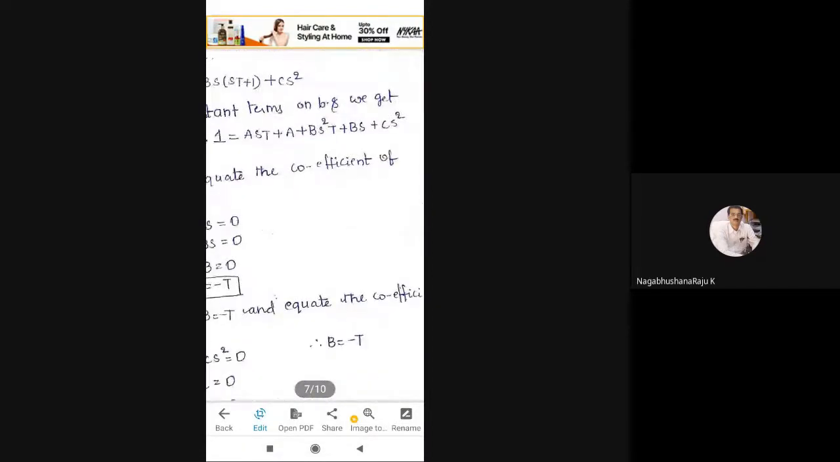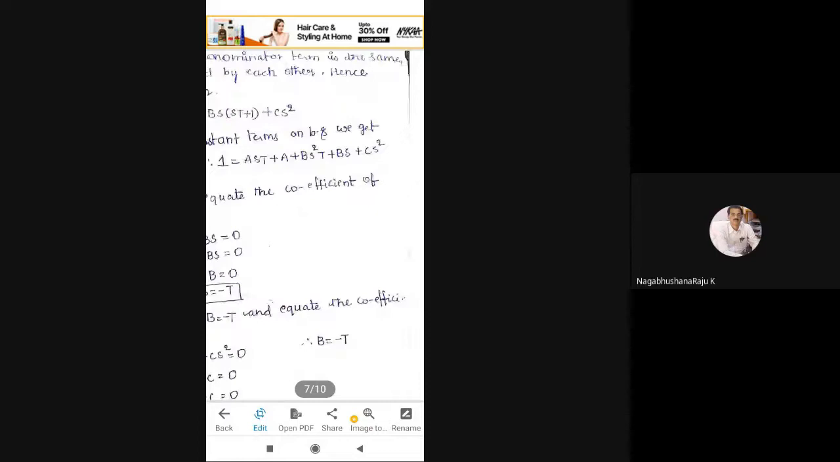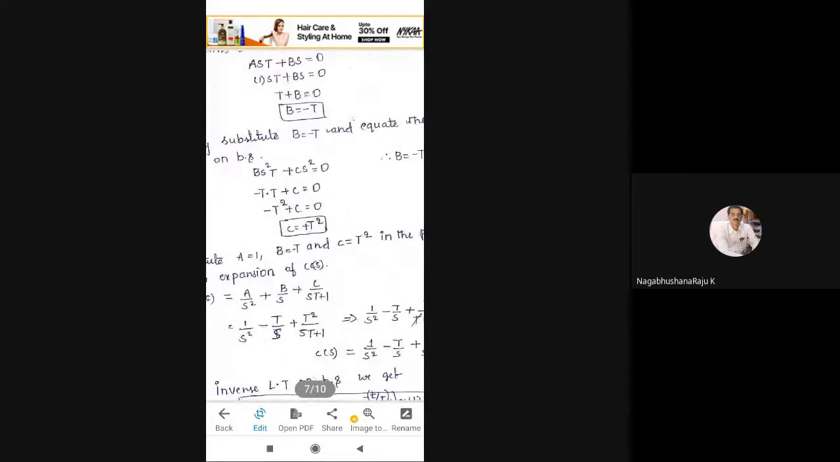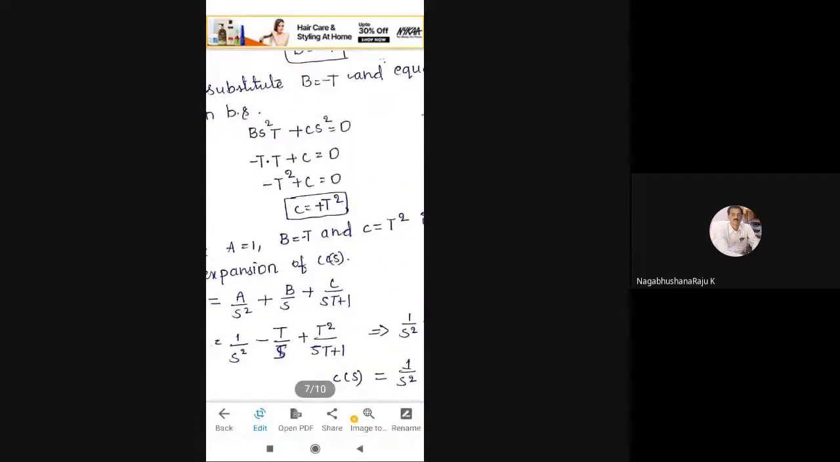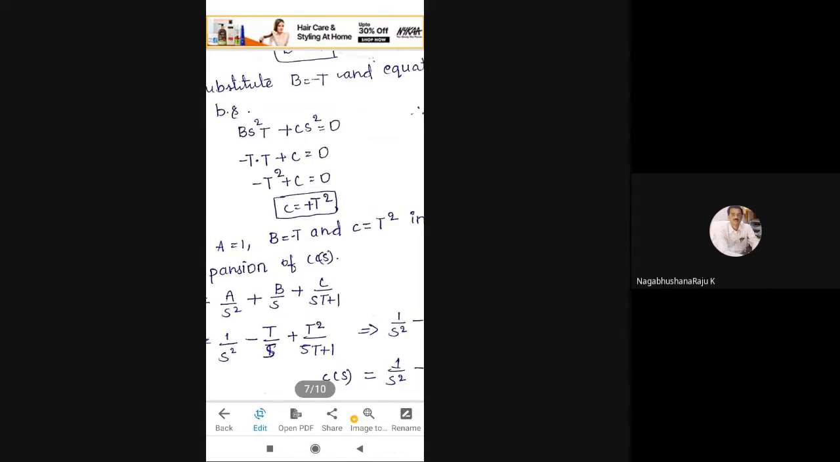that is B equals minus T. Similarly, substitute B equals minus T and equate the coefficients of s square on both sides. In this equation, the s square terms are Bs square T and Cs square. By substituting B equals minus T, we get minus T into T plus C equals 0. Then minus T square plus C equals 0. We get C equals T square.